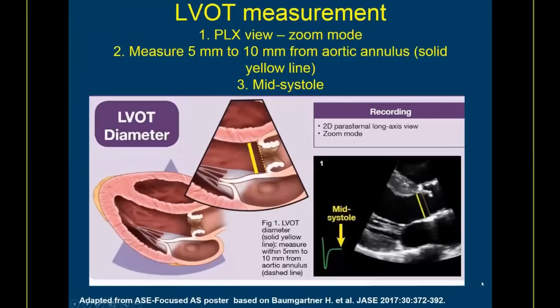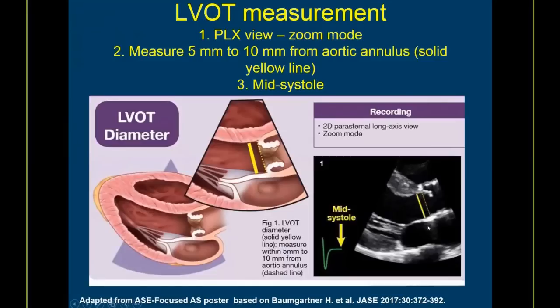So let's spend a few slides on the LVOT measurement, because this by far remains a common place for measurement error. It's important to really focus on this and get into the details. The recommendations are that the LVOT measurement be performed in the parasternal long axis view in a zoom view. I see many times that this is performed in a non-zoom view. Remember, you want to optimize that measurement, so zoom into that LVOT. You want to measure within about 5 millimeters to up to 10 millimeters from the aortic annular point.